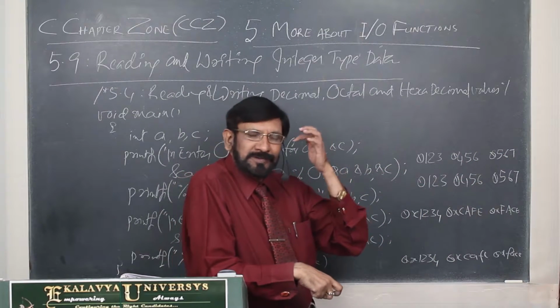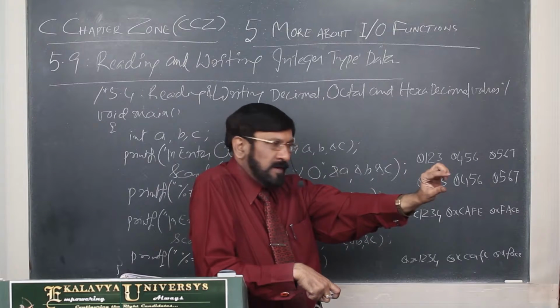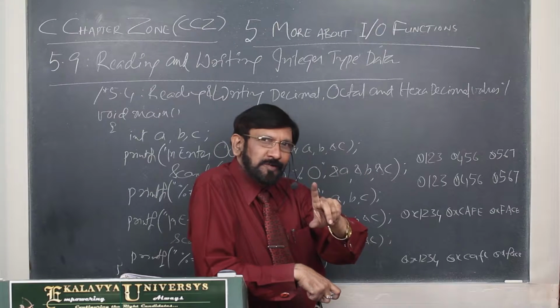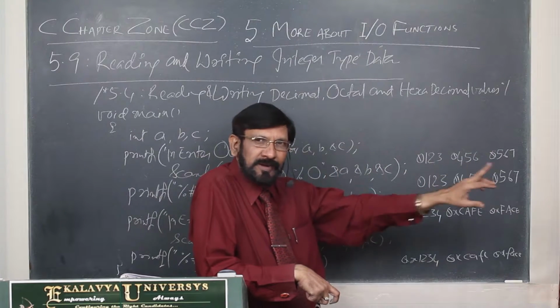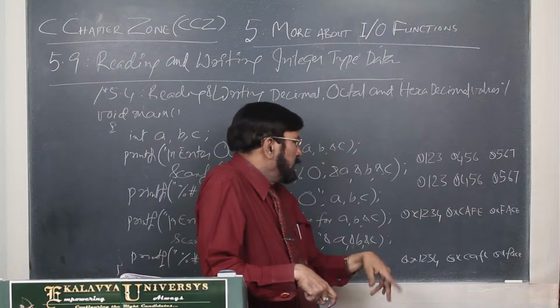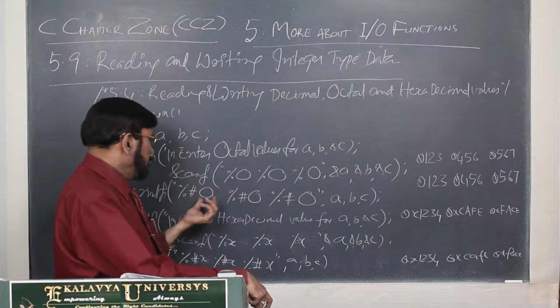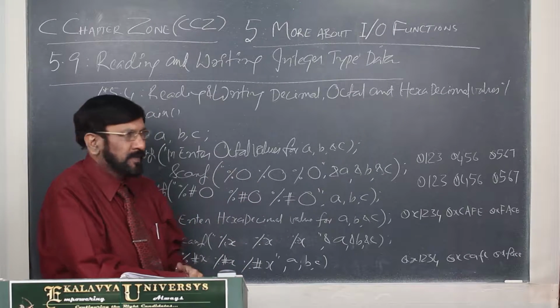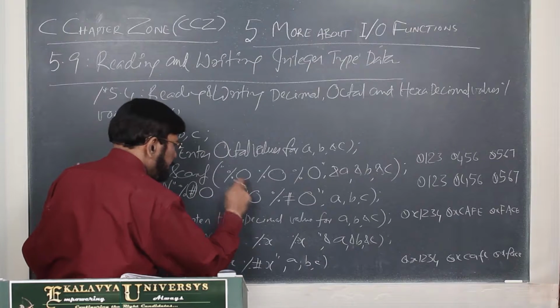And one more precaution you have to take with octal. What is the range of digits? 0 to 7 only. If you enter 8, that is an illegal digit for it. That point you also remember. And now what are you doing? Now you are writing using printf. Now I have inserted a hash symbol here.